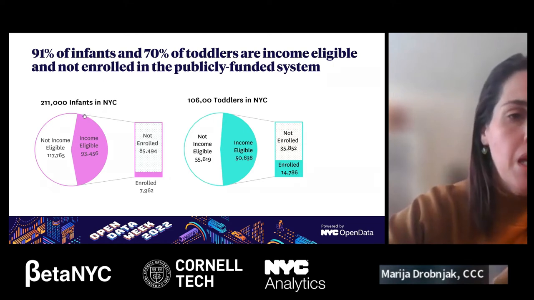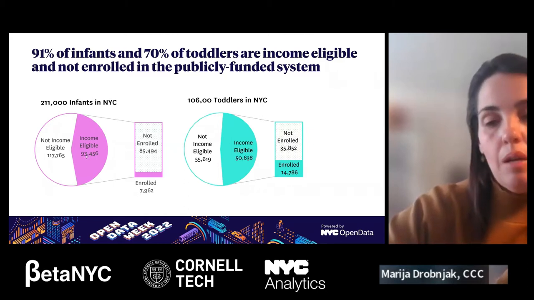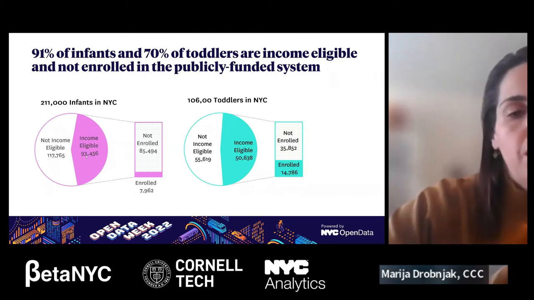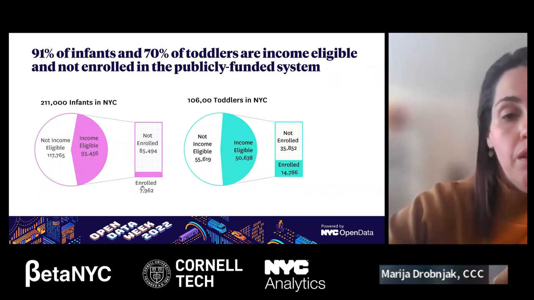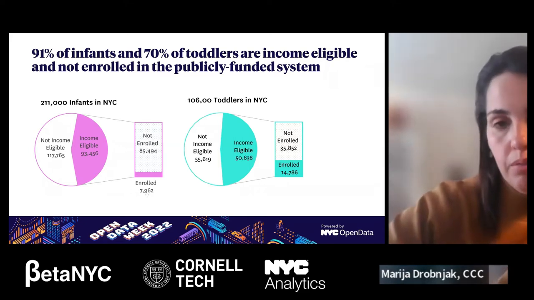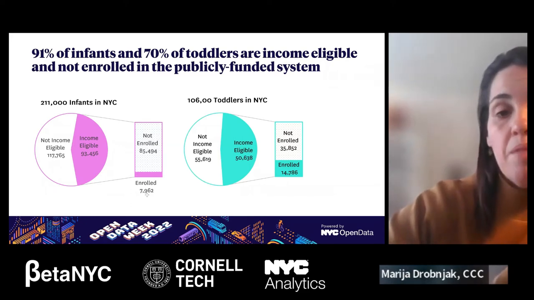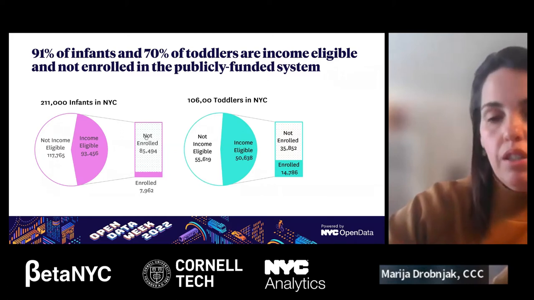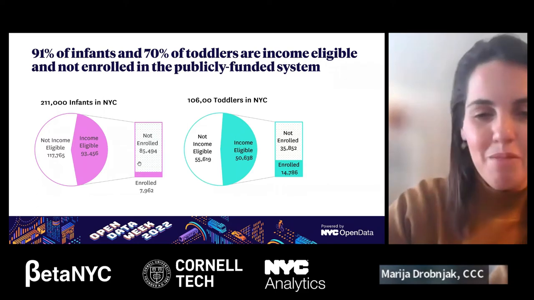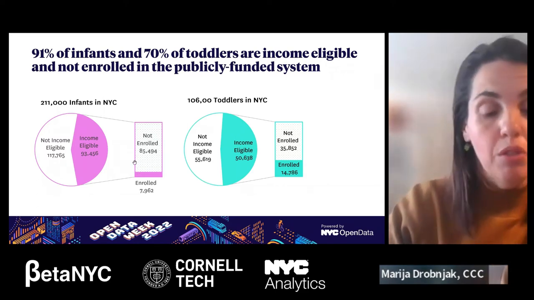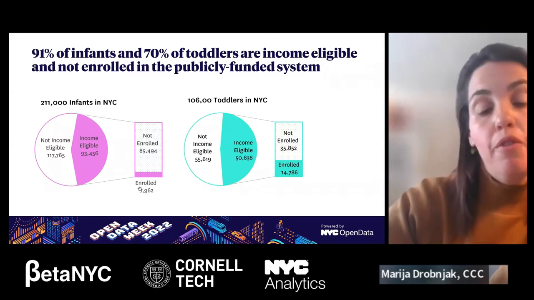And speaking of infants and toddlers, what I'm showing on this chart, the whole pie is showing 21,000 infants in the city. And almost half are income eligible, 93,000, meaning they're in households below 200% of the poverty level. The rest is not. Of those who are income eligible, we have around 7,900 enrolled, which is around 9%. 91% is not enrolled. I was just talking about what is universality for infants. I don't think that they will all be in childcare because many parents are making different choices, keeping children at home. But this is definitely very small numbers.